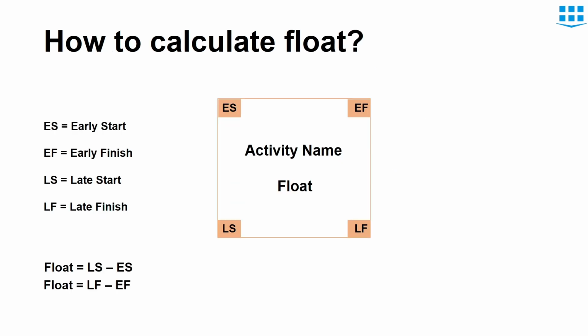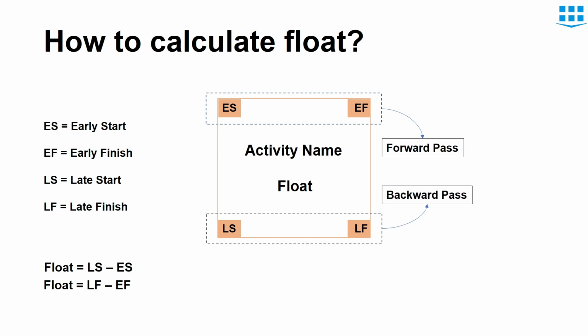So how to calculate float? In order to calculate float, you need to understand this diagram. This diagram has early start, early finish, late start, late finish. By using these terms, we can calculate float. But how can we find these terms? In order to find these terms, we have to perform 2 activities. First is forward pass and second is backward pass. Forward pass will give us early start and early finish, and backward pass will give us late start and late finish. You can also see 2 formulas of float here. First is float equals late start minus early start, and second is float equals late finish minus early finish. So let's start performing forward pass first.